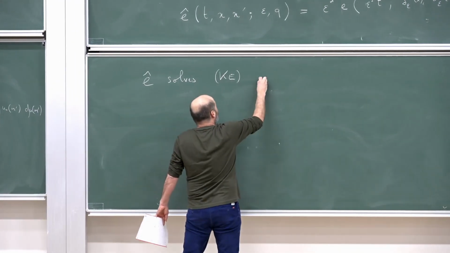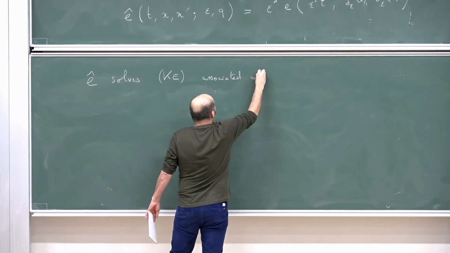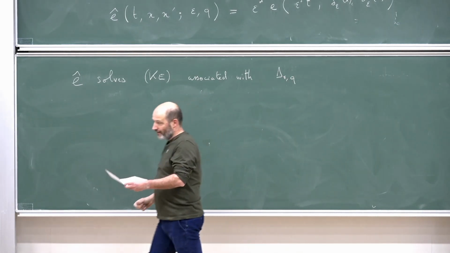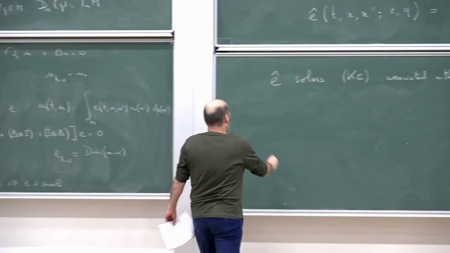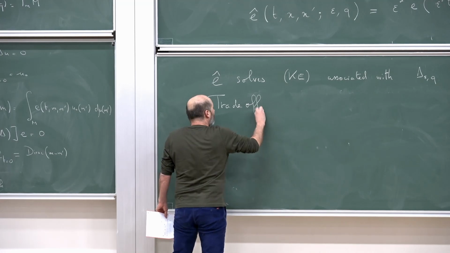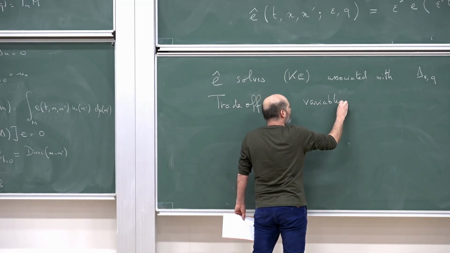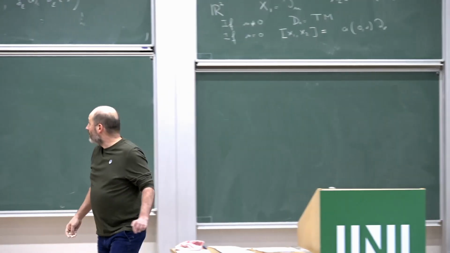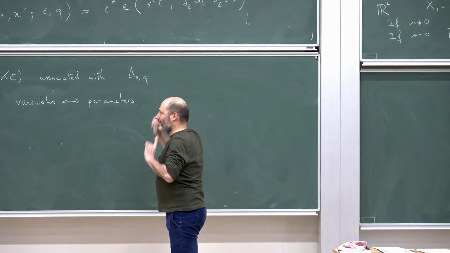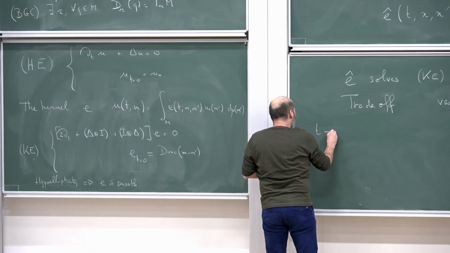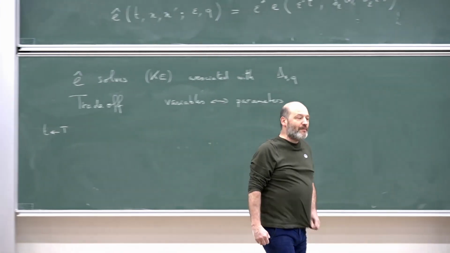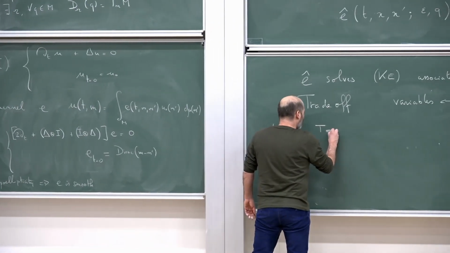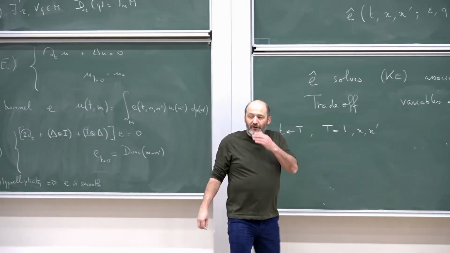So the kernel equation associated with delta epsilon q. And this allows you to make the following trade-off. So you will trade variables for parameters. So first, you change the name of t, so you replace it as big T. And then you make big T equals 1. And at the same time, you put x and x prime to 0.